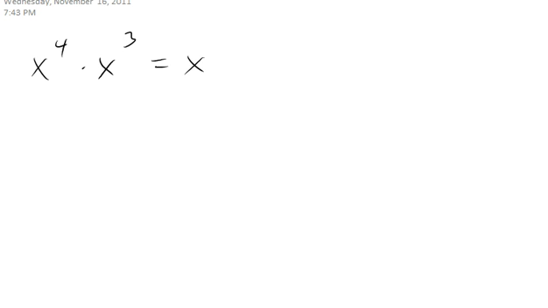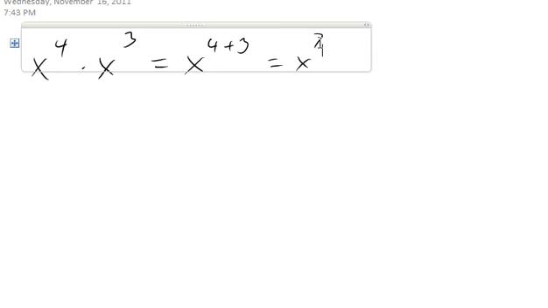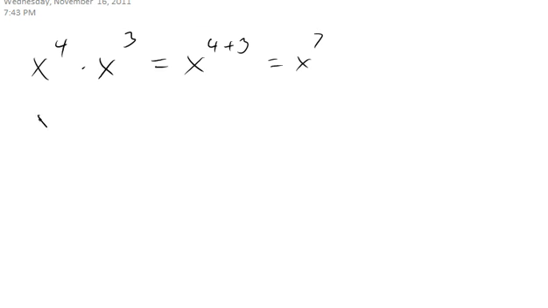The first law states that if you have the same base, you add the exponents. So for this example, x to the 4 times x to the 3 would be x to the 4 plus 3, which equals x to the 7. Similarly, x to the 4 divided by x to the 3 is equal to x to the 4 minus 3, which just equals x to the 1, or x.